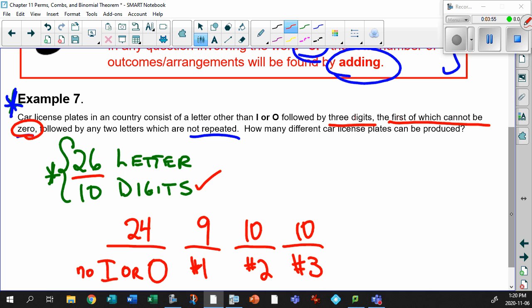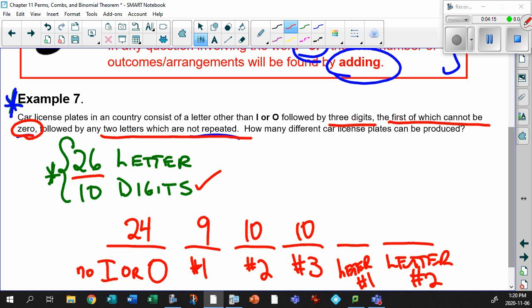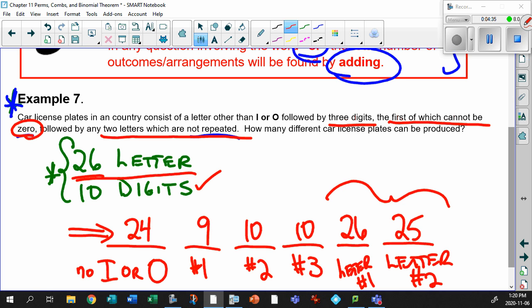Now, the last one, it says followed by 2 letters which cannot be repeated. Okay, so there's a letter, there's a letter. Letter 1 and letter number 2. So letter number 1, think about it. You got 26 choices. It's specifically saying no repeats for the last 2. So you have 26 letters for the first one. No repeats means you've used one of the letters. You have 25 letters left.